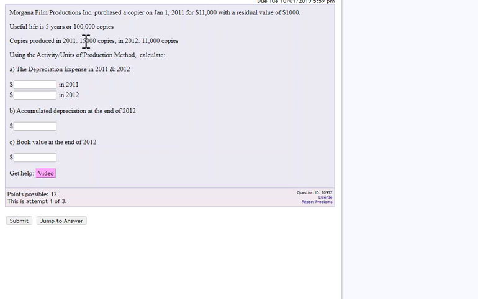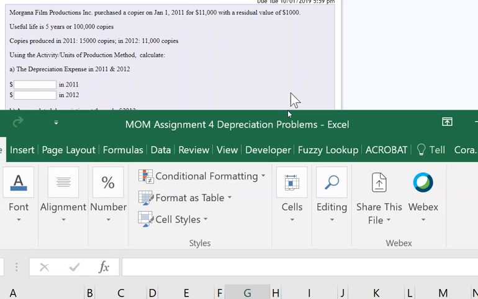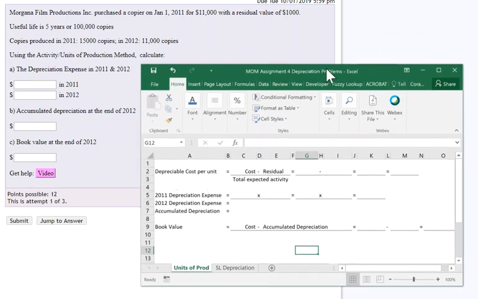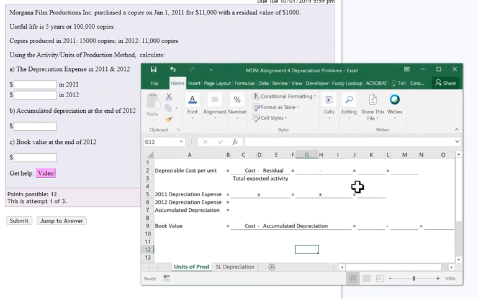And it tells us how many copies they made in 2011 and in 2012. And we do need to know that under the units of activity method. So I prepared a little Excel spreadsheet to hopefully help us do all the calculations and save a little time.